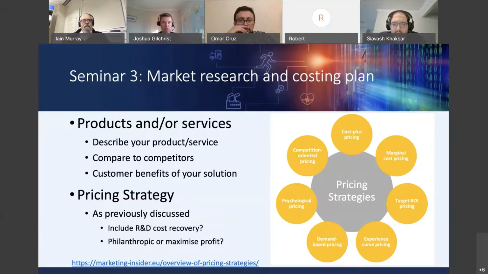With the pricing strategy, we've discussed a little bit about this. You need to include your R&D recovery cost if that's in your plan, and decide really between two possible options. Is this philanthropic? Are you doing it for the good of the world? Or is this a product or service to maximize your return on investment? And picking between those two will very much influence how you do your pricing. There's a link to a very good, very short article on pricing strategies, and a range of ways you can approach this.